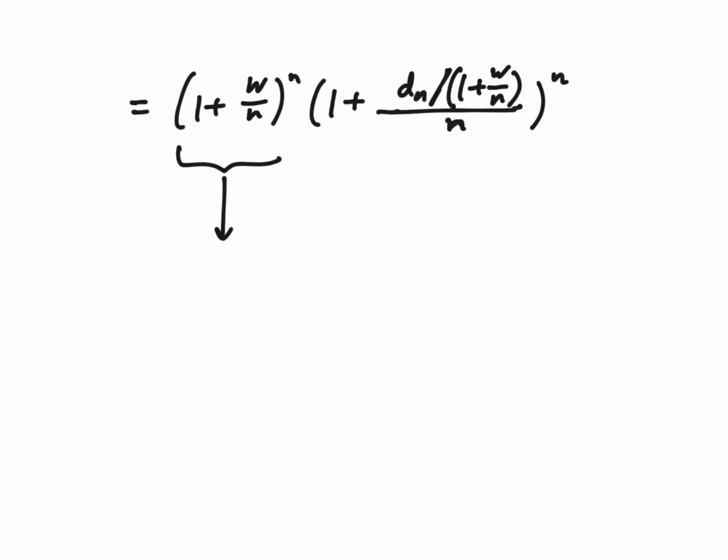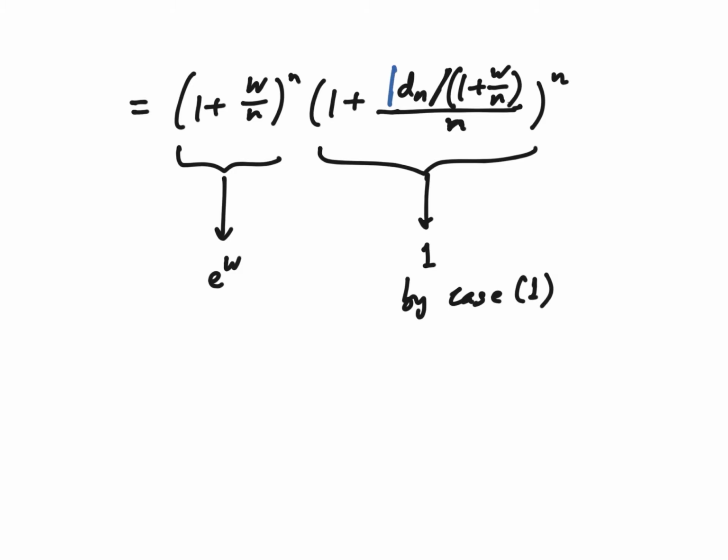All right, well, that's good because this factor clearly approaches e to the w. And then this factor approaches 1 by case 1 that we've already completed. And that's simply because, you see, this number in the numerator approaches 0.